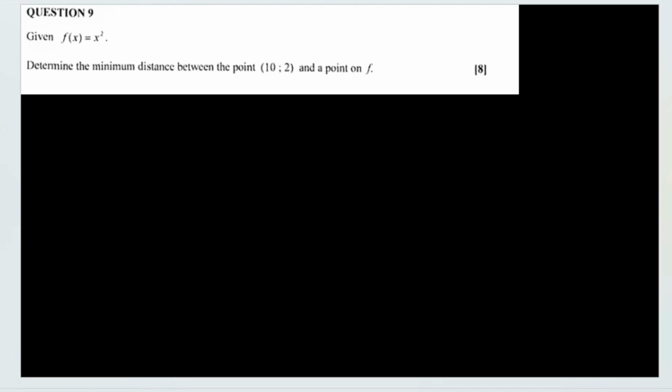Firstly, I'm given the point. I would call this point A, the given one, (10, 2). Then I need point B. But because I'm told that it is a point on f, I know how to create a point. A point is created by the input value of x and the output value of y.